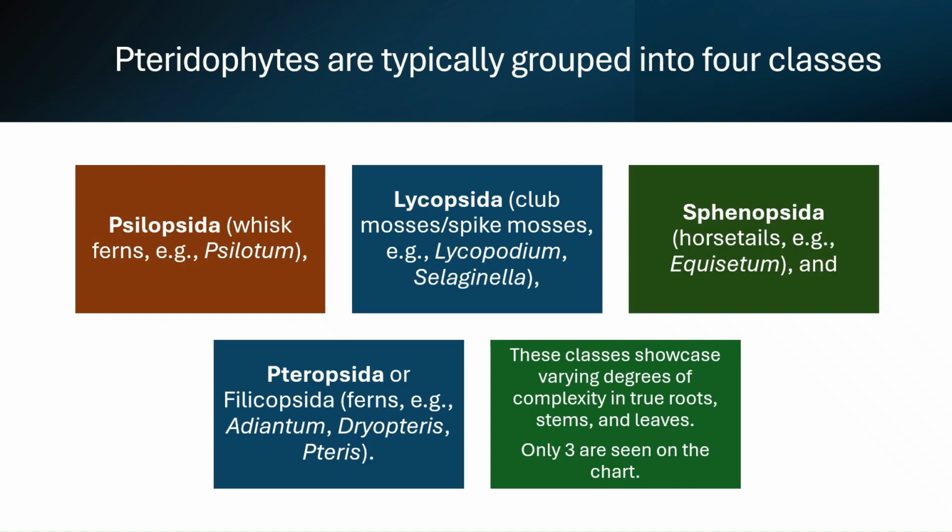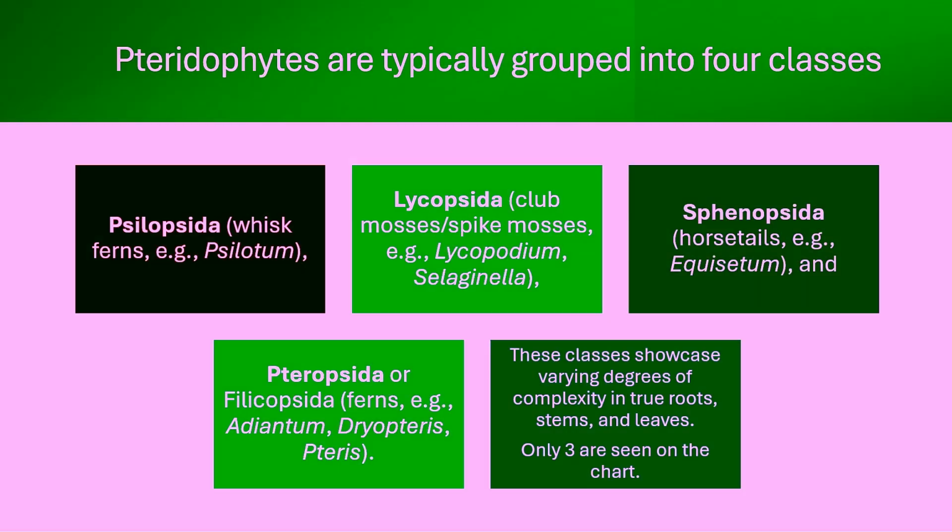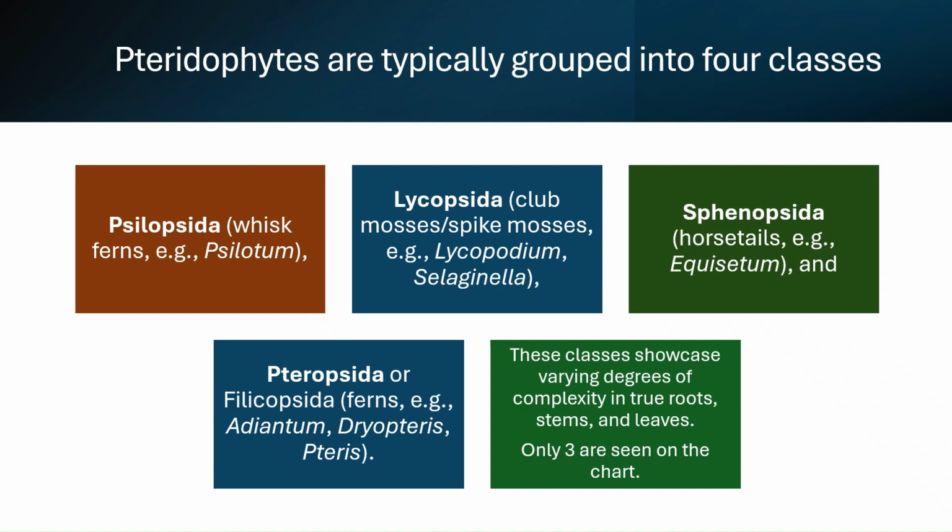Pteridophytes are typically grouped into four classes. Psilopsida, example is whisk ferns. Lycopsida, examples are club mosses. Sphenopsida are horsetails. Pteropsida, examples are ferns. These classes showcase varying degrees of complexity in true roots, stems, and leaves. Only three are seen on the chart.